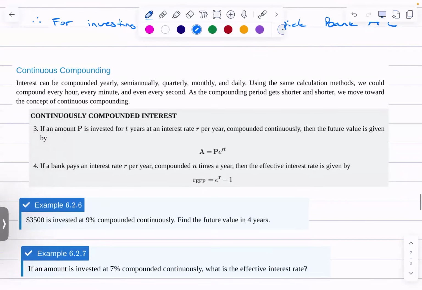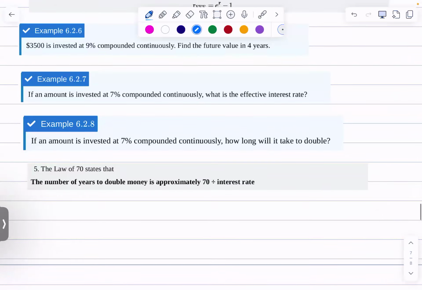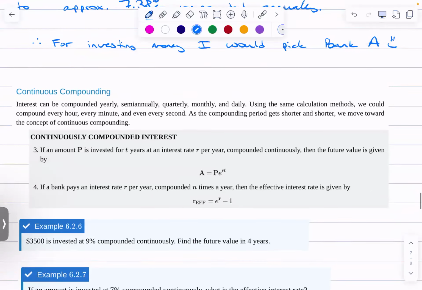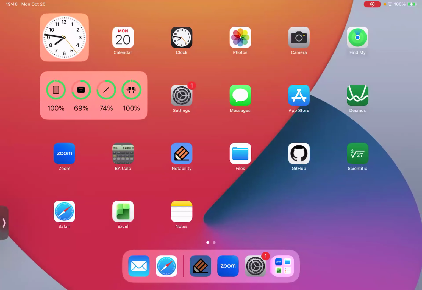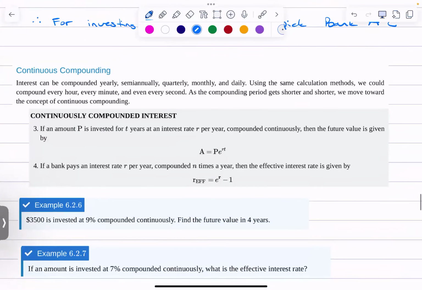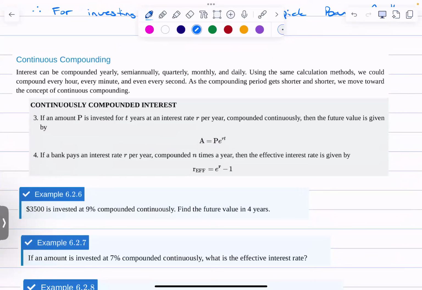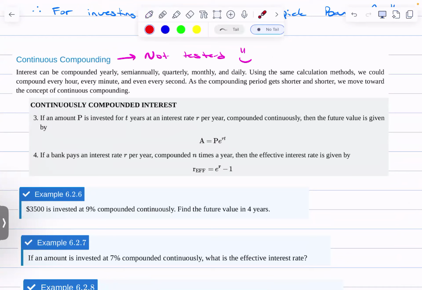Nice. Okay, I have a feeling this will not be tested. So don't worry, because I'm out of time. So I won't test you on it.